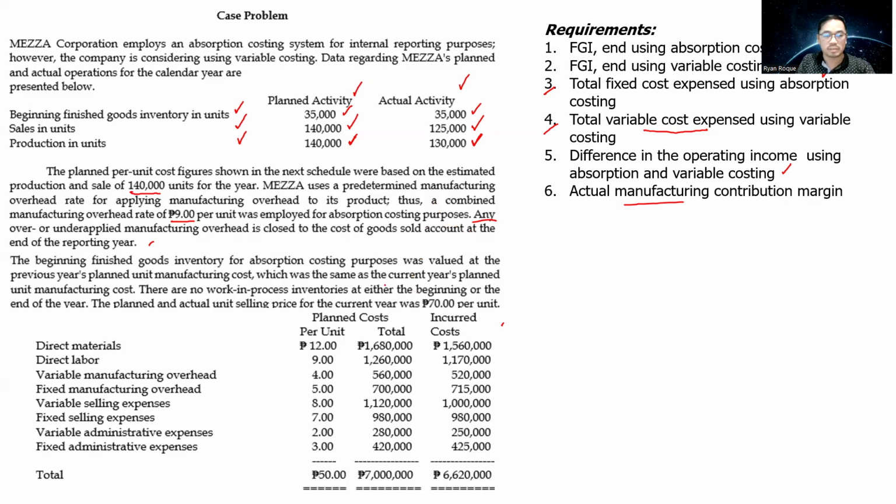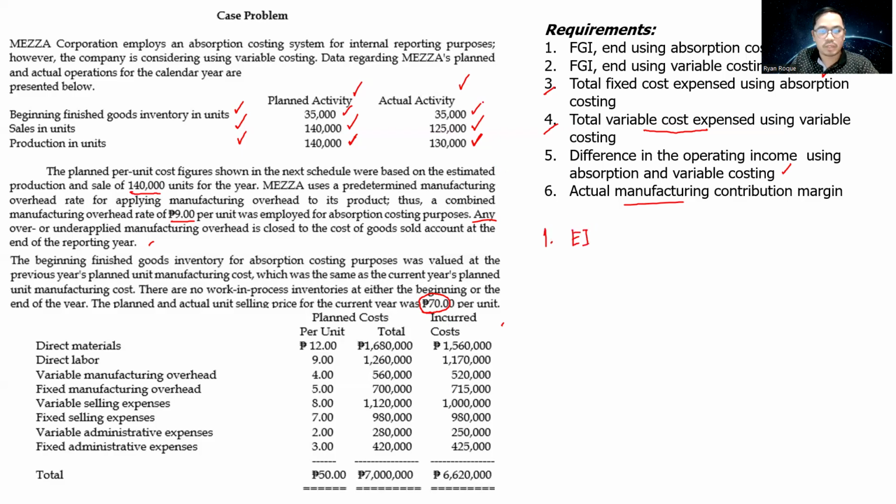Okay, just to continue, the beginning finished goods inventory for absorption costing purposes was valued at the previous year's planned unit manufacturing cost, which was the same as the current year's planned unit manufacturing cost. There are no work in process inventories at either the beginning or end of the year. The planned and actual unit selling price for the year was 70 per unit. So let's now answer. For number 1, we are only asked for the ending inventory.